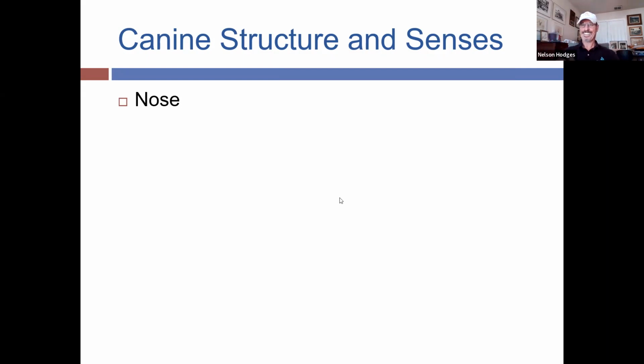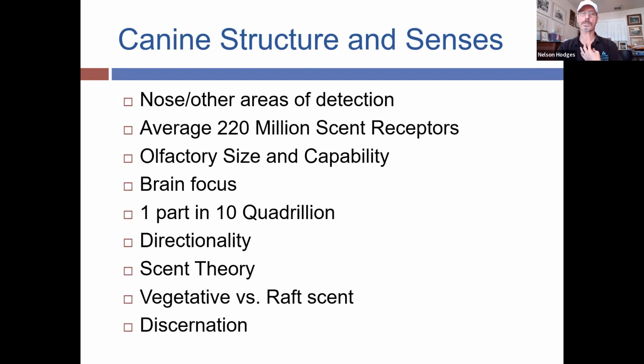Okay. All right. Let's get to the nose. The biggest, most important part of being a dog, the nose. So the nose and other areas of detection. Dogs have anywhere from 120 to 320 million scent receptors, and on average somewhere around 220 million across all the different breeds. A Boston Terrier or Pug has around 120 to 140 million, a German Shepherd 300 million, a Bloodhound about 320 to 340 million scent receptors. Those are cells in the epithelium, which we'll go into.